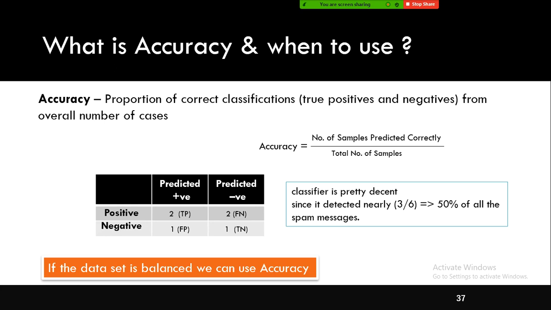In the case of balanced data, we can use accuracy. What do you mean by balanced data? We discussed the spam and non-spam email. Let's say you are given 100,000 emails. Out of 100,000 emails, only 15 emails were spam. Listen very carefully, it is a very simple concept. Let's say your target column name is e-spam.